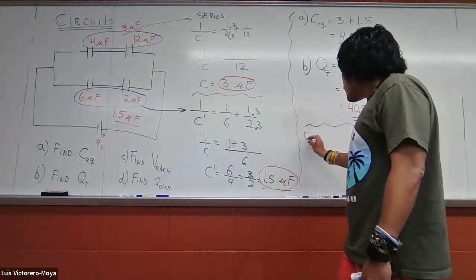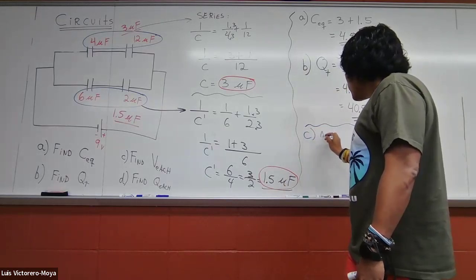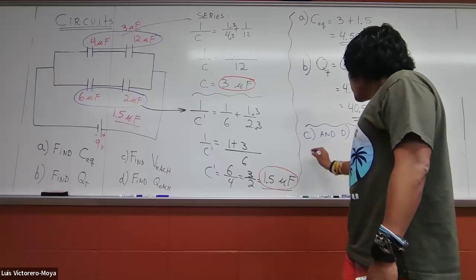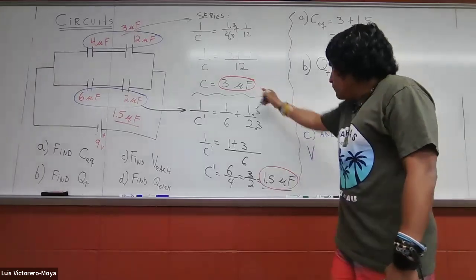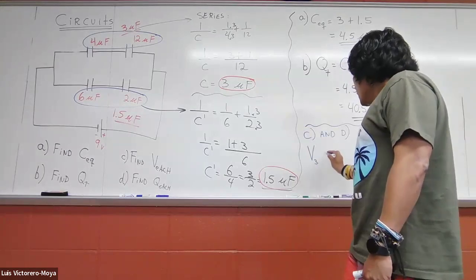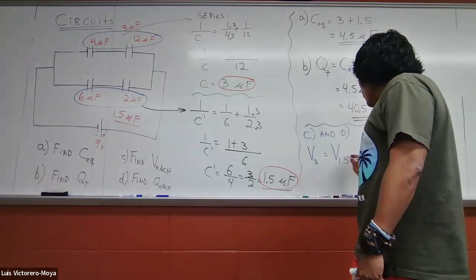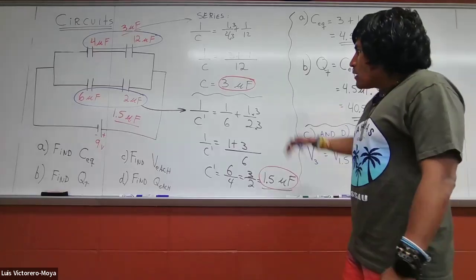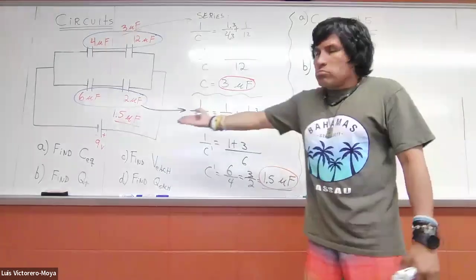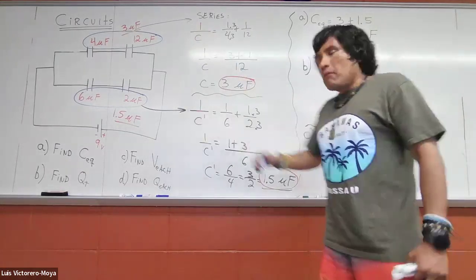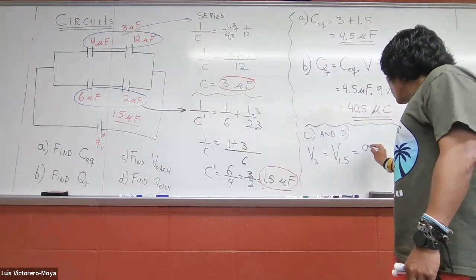For part C and D. The voltage on 3 is equal to the voltage in 1.5, which is equal to what? The voltage of the circuit. Is it in parallel? So it's 9 volts.